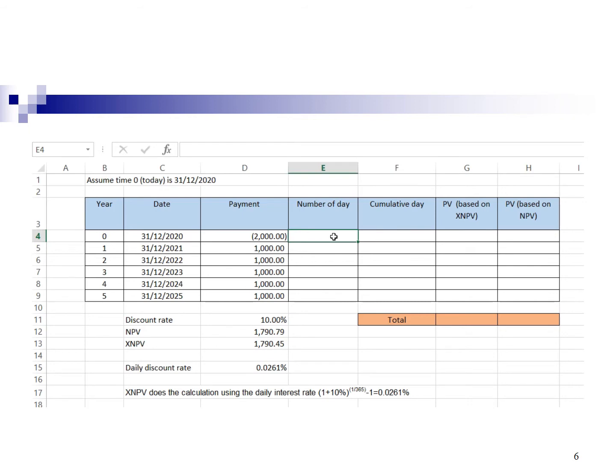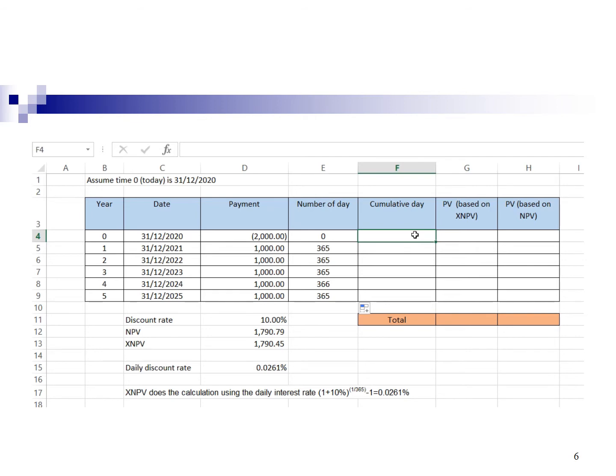Here I'm going to calculate the number of days between two dates. This is done by taking the latest date minus the previous date. The first answer is 0. Next, I'm going to type equal the recent date minus the previous date. Enter. There are 365 days between these two dates. After that, I'm going to put my cursor here and drag all the way down for the rest of the answers.